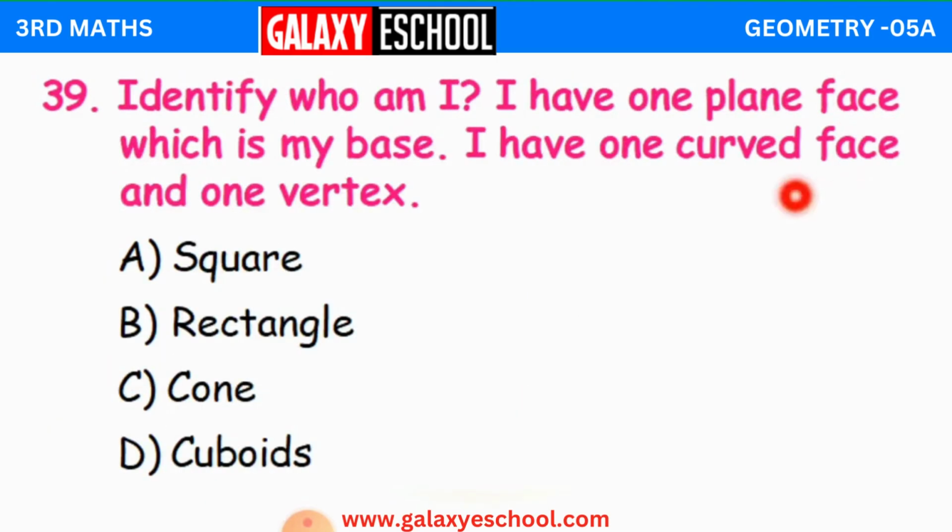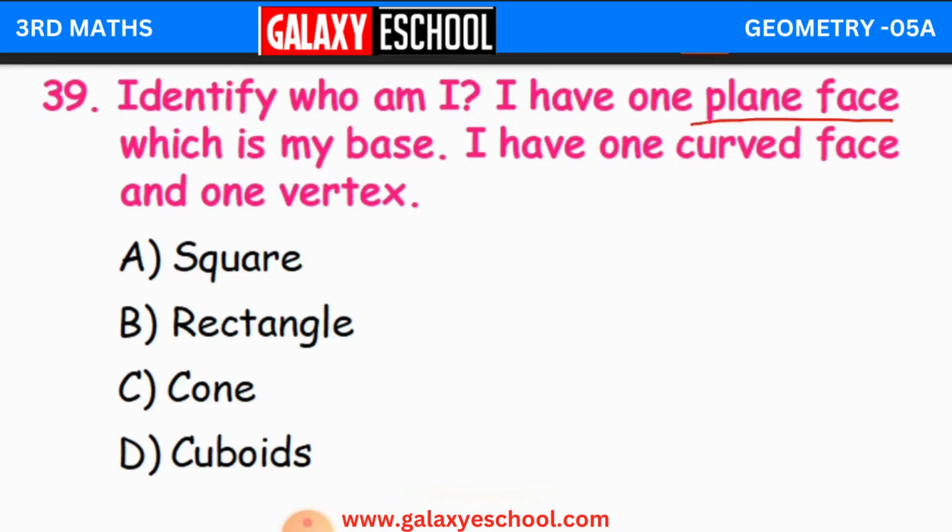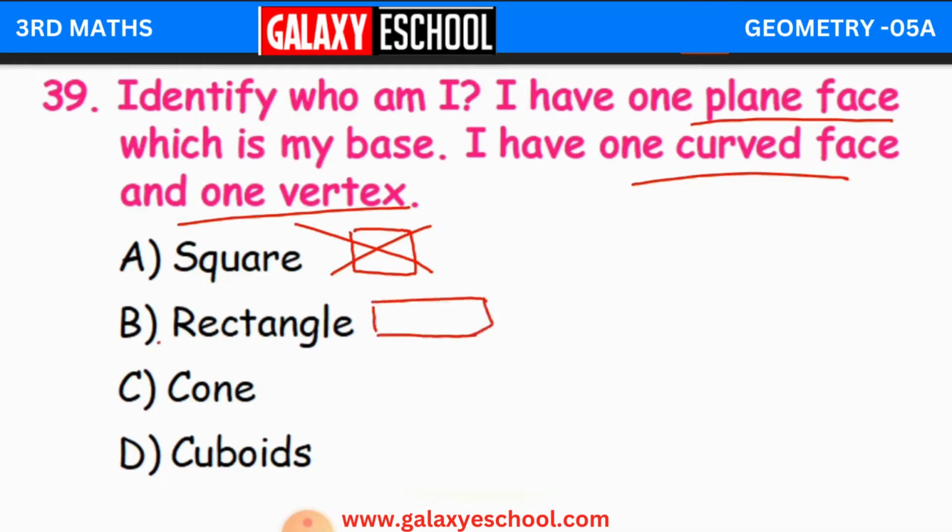Question 39. Identify who am I. I have one plane face which is my base. I have one curved face and one vertex. So our resultant figure will have one plane face, one curved face and one vertex. If we look at option A, square, square is a 2D shape, children, so we will not talk about faces here. Again rectangle is also a 2D shape, so we will not talk about faces.